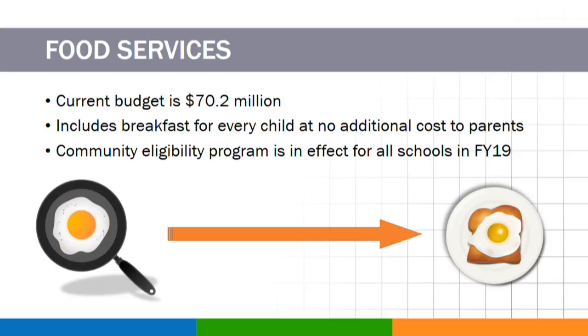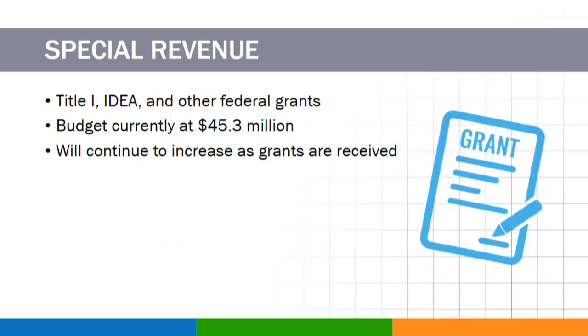Food service, our current budget is 70 million, and this year, in the 18-19 school year, 100% of our schools will be part of the community eligibility program. That's a big deal. We've started this program, and it has steadily increased until now we are at full participation. So that is breakfast and lunch for every child at no additional cost to parents. And as far as the food service revenue, I think you heard today in our workshop with Gibson Consulting some of the areas where we were able to save from direct and indirect costs.